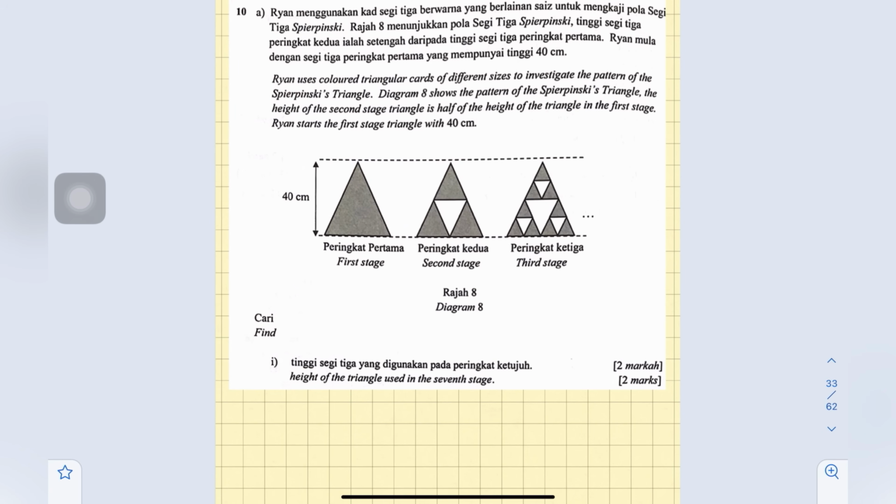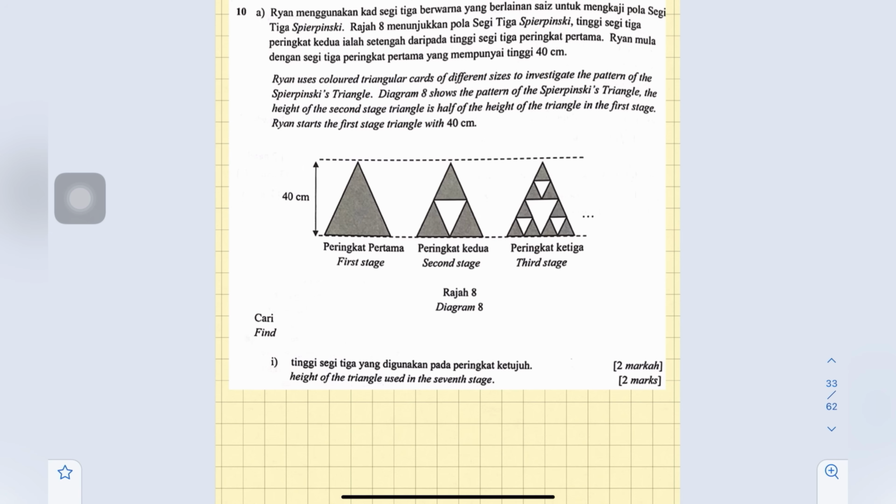10A. Ryan uses colored triangular cards of different sizes to investigate the pattern of the Sierpinski's triangle. Diagram 8 shows the pattern of the Sierpinski's triangle. The height of the second stage triangle is half of the height of the triangle in the first stage. Ryan starts the first stage triangle with 40 centimeters. Okay, find the height of the triangle used in the seventh stage.